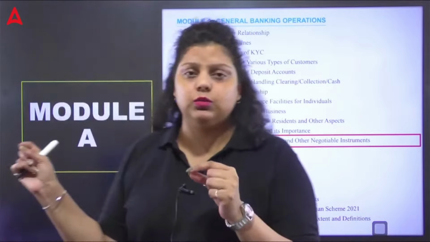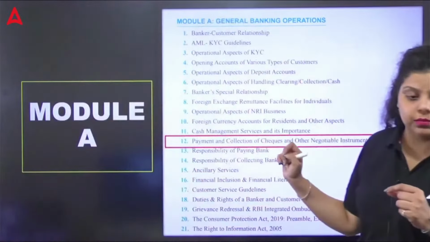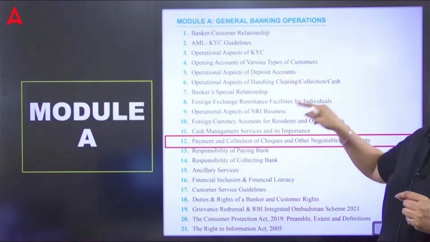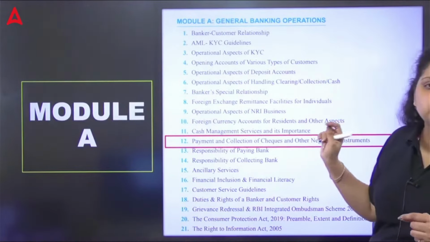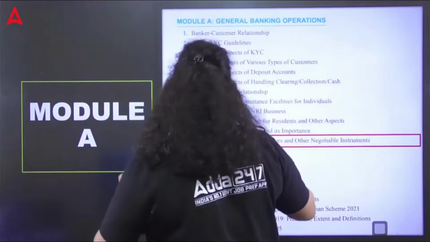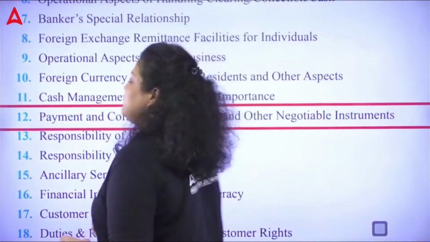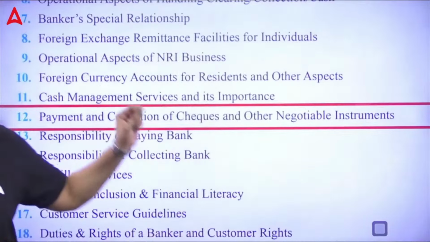Before going towards the questions, let's understand what this topic talks about: the payment and collection of checks and other negotiable instruments. So check is also a negotiable instrument. This is your chapter number 12. And what is a check? Check is also your negotiable instrument.